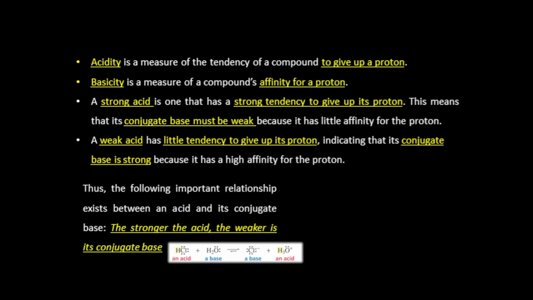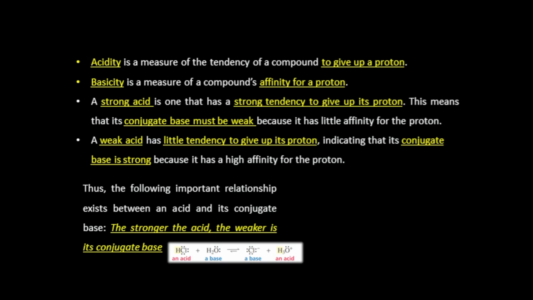Now coming to the other term, acidity. What is acidity? It is the measure of the tendency of a compound to give up a proton. And what is basicity? Just the opposite. That is the tendency of a compound to accept a proton, or its affinity towards a proton.